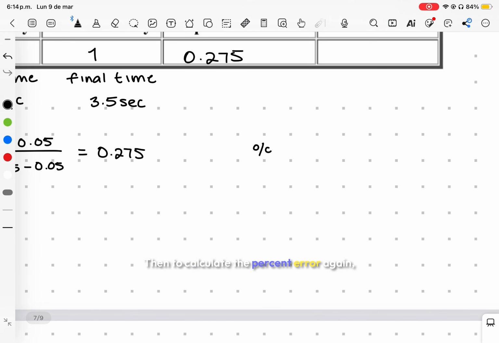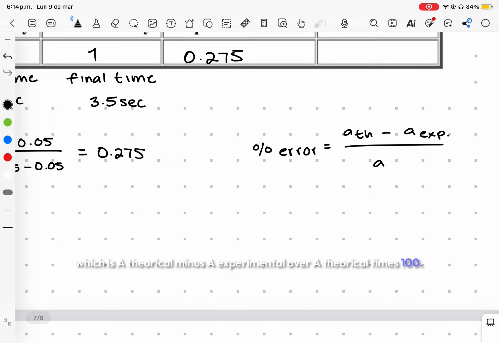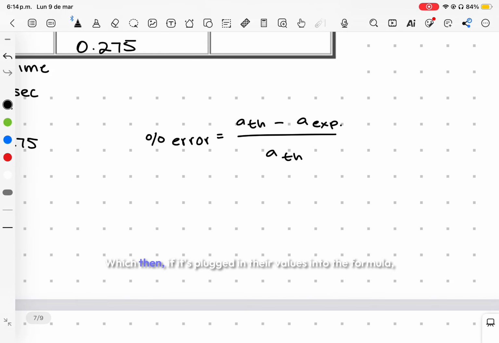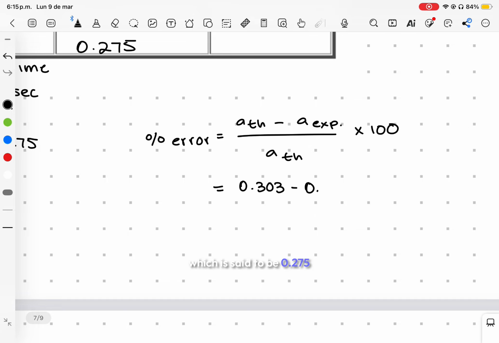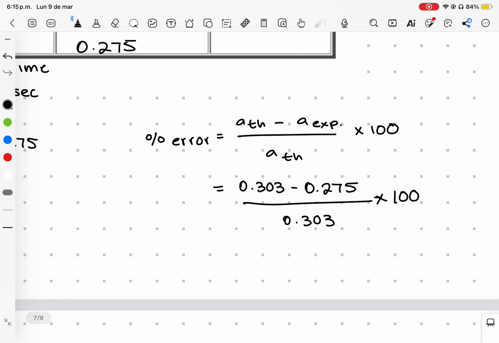Then to calculate the percent error again, we use the same formula as last time, which is A theoretical minus A experimental over A theoretical times 100. Plugging our values into the formula, it is 0.303 minus our experimental, which is said to be 0.275, over our theoretical again, 0.303, times 100. Then, plugged into the calculator, we get a percent error of 9.12%.